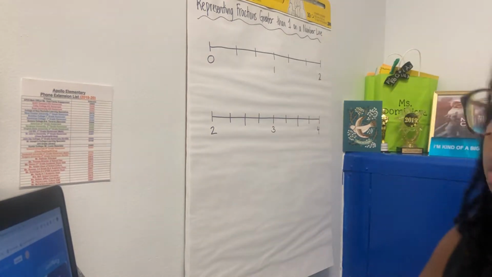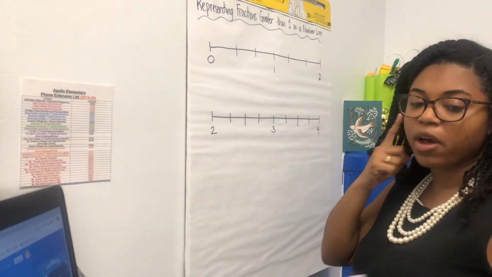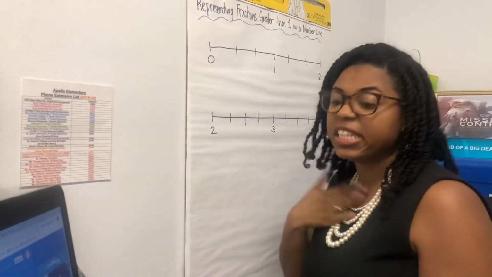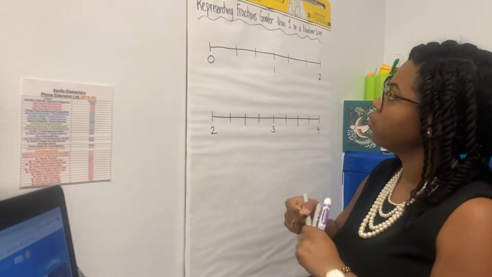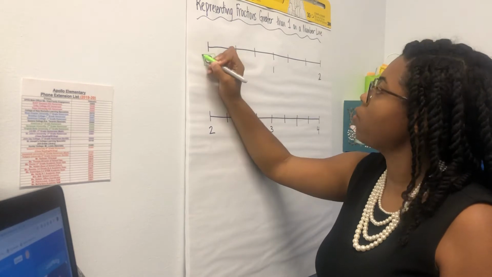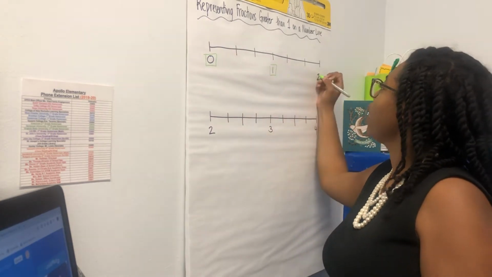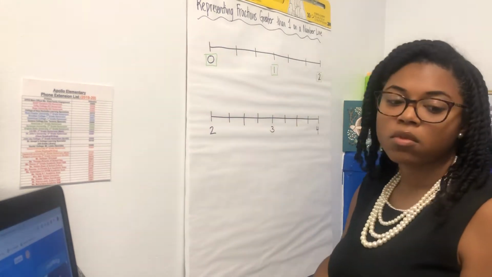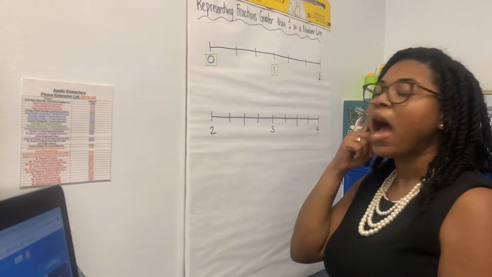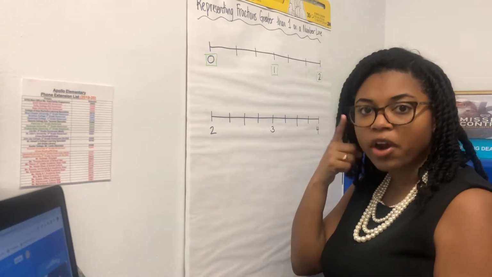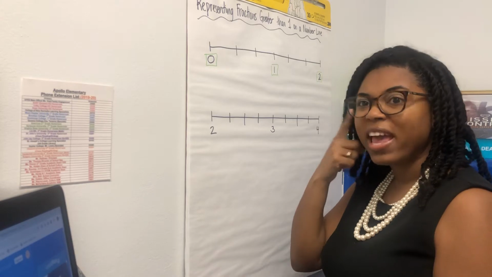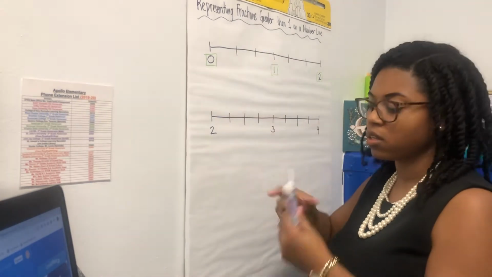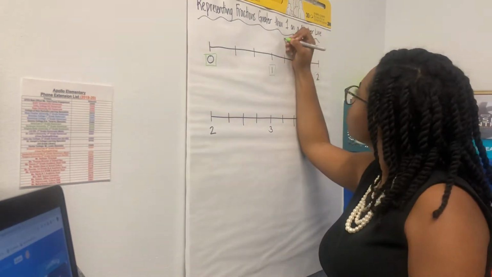So let's get started. The first thing I think about: where are the holes on this number line? It's easy for me when I box them or circle them. So I see 0, I see 1, I see 2. Okay, so now let me think, how many equal intervals are in one hole? An interval is the space between the holes.